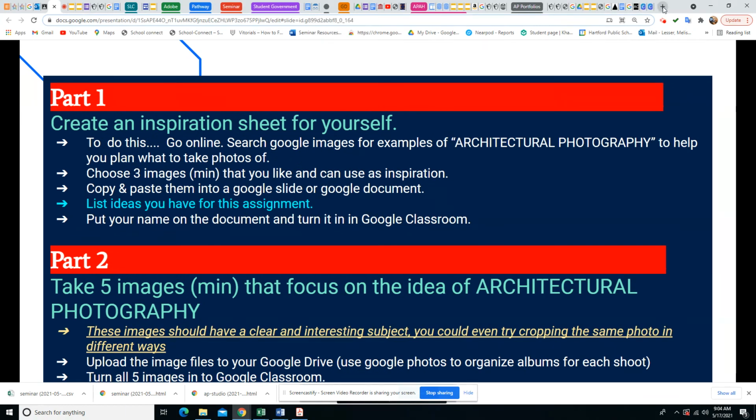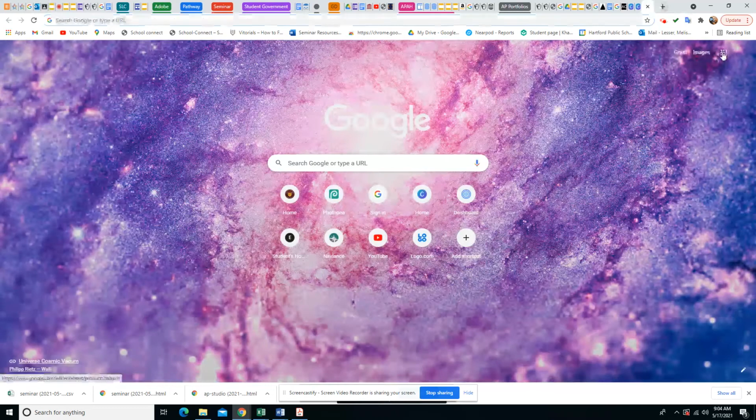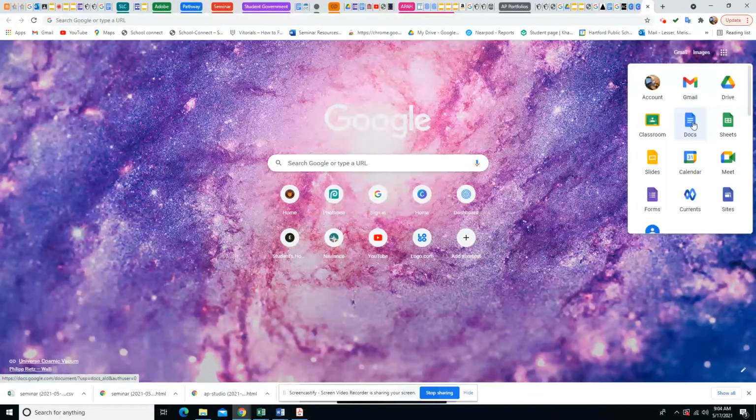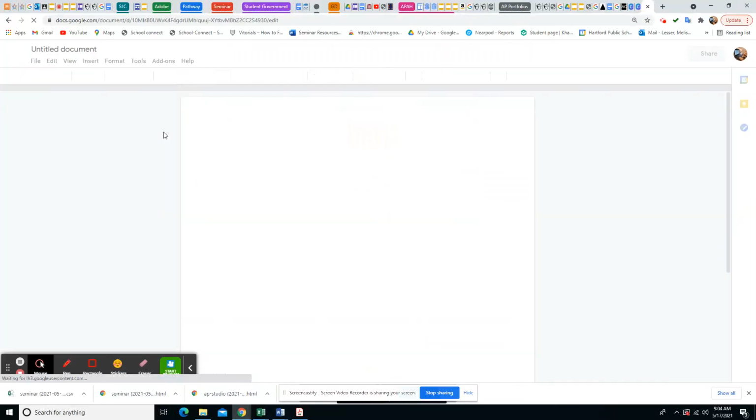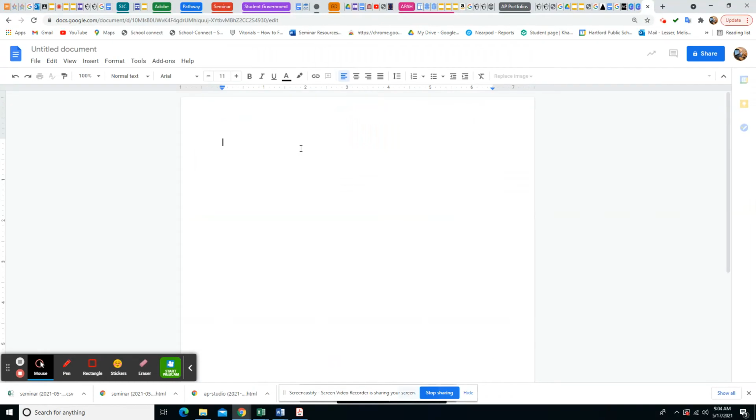So I'm going to come up to the top and I'm going to open a Google Doc. I'm going to make a new one. I'll hit blank. Architectural photography is what we're looking for. So I am going to just underline that.